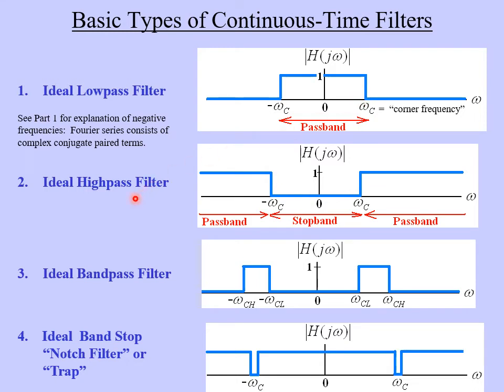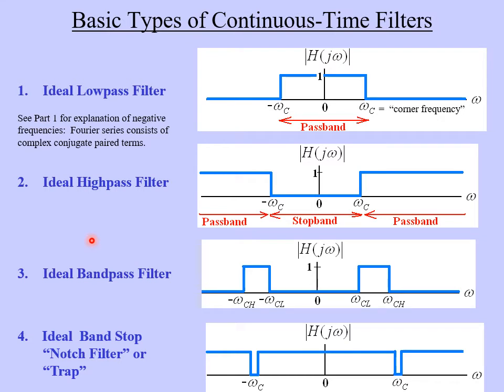Now, the converse of the ideal low-pass filter is the ideal high-pass filter. So a high-pass filter passes high frequencies. You can see its frequency response is 0 up to the corner frequency, and then the frequency response of the filter jumps up to 1, and anything above the corner frequency passes completely through the filter. So here the pass band is up here, and by the way, these low frequencies are what's called the stop band, for obvious reasons.